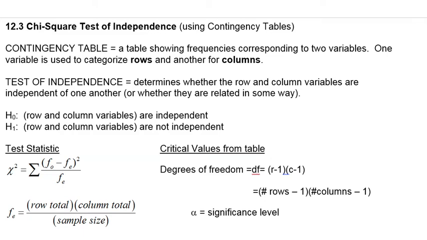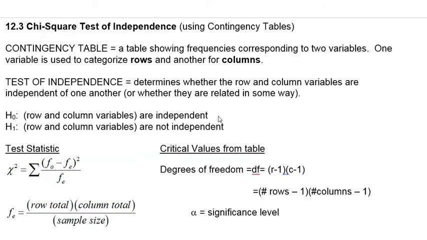This lesson is looking at another chi-squared test. This one is a test of independence, sometimes referred to as a contingency table test. A contingency table is just a table that looks at things with two variables. One variable is in the rows, the other variable is in the columns. A test of independence is looking at whether those two variables are somehow related or whether they're independent.